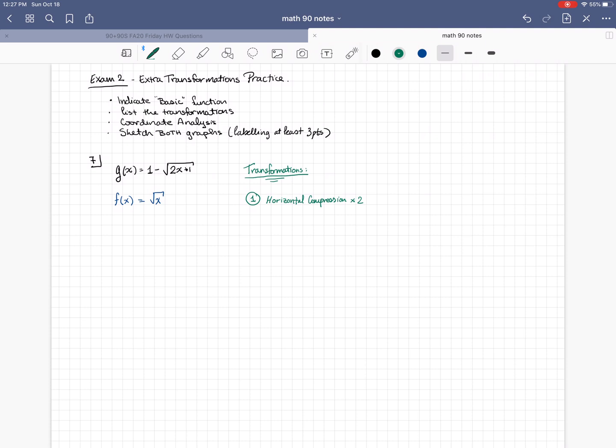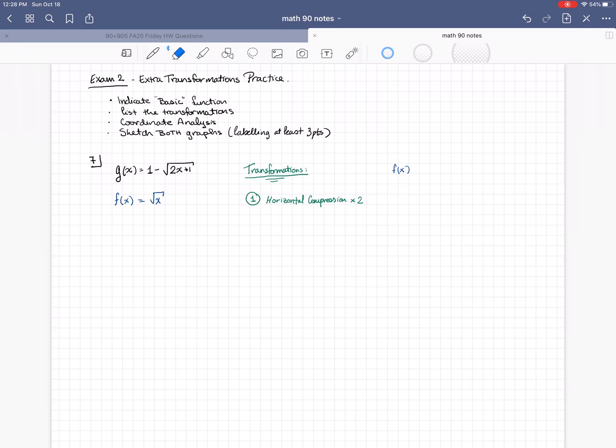Now, just for the sake of argument, if this 2 had been on the outside, so if it had been 1 minus 2 times the square root of x plus 1, that would have been a vertical stretch. So it's all about, is the coefficient on the inside or on the outside when it comes to horizontal versus vertical. Okay, here goes. As in the previous examples, we'll go ahead and start our coordinate analysis at the same time as we are doing the description of the transformations.